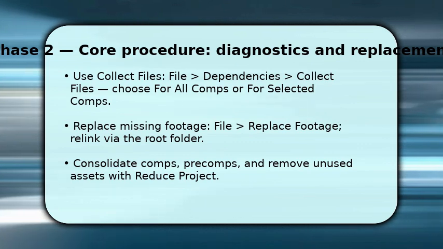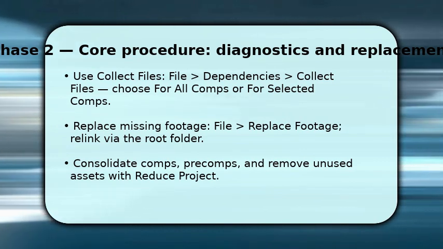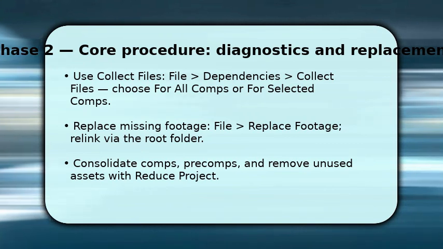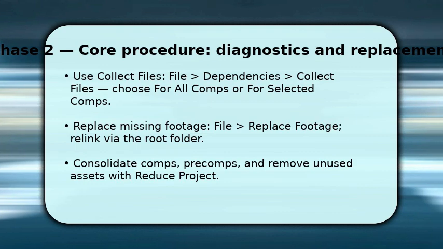Next, open File Reduce Project to strip unused assets and consolidate pre-comps. This trims file size and clarifies dependencies. Once reduced, duplicate final comps into a dedicated delivery folder and label versions. This keeps the working file clean and ready for export.